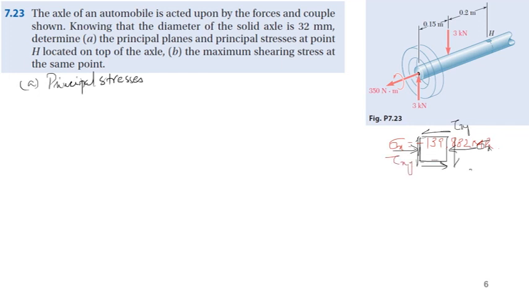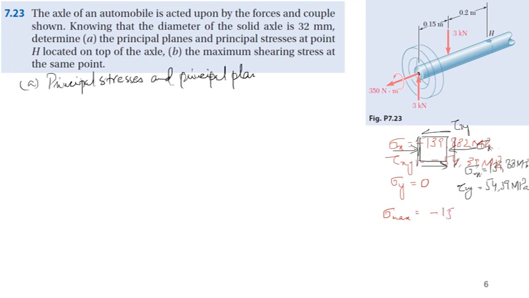So sigma x was equal to roughly 139.882 megapascal, and tau xy was equal to 54.39 megapascal. Okay, so principal stresses and principal planes. Okay, let's calculate first principal stresses.